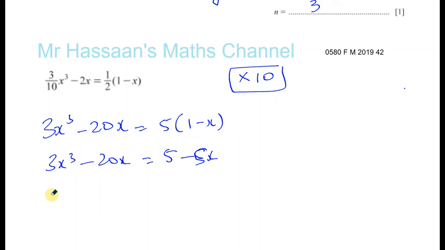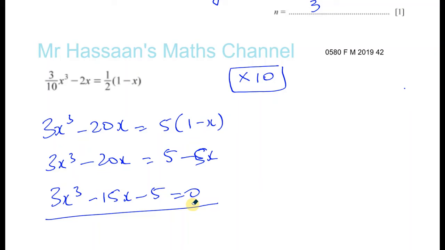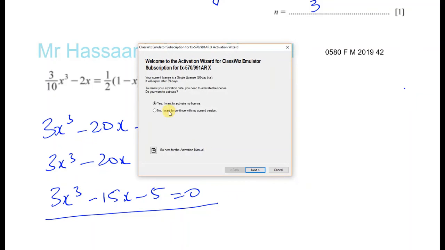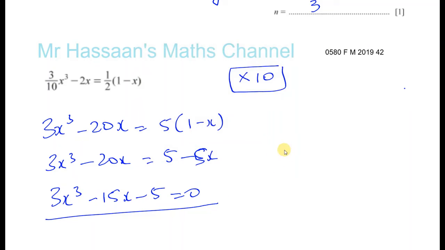And if I now bring everything to one side, I'll have 3x cubed, minus 20x plus 5x, which is minus 15x, and I've got to subtract 5 from both sides. So this is the equation that, if I solve it, I will find the values of x where this is true, where the line and the curve intersect. To solve this equation is outside the scope of our syllabus. However, I'll show you how to do it using your calculator just to check.